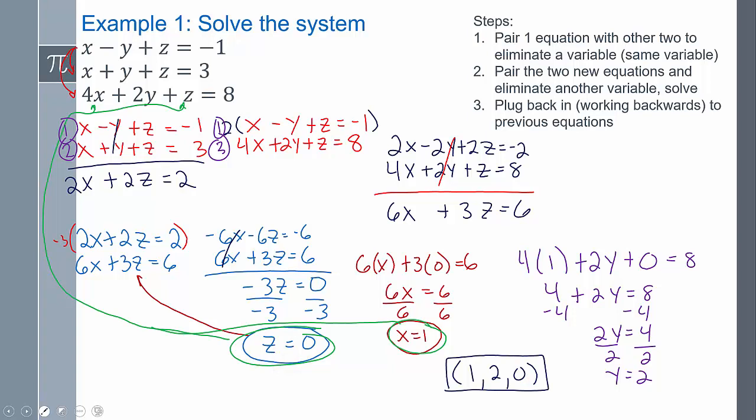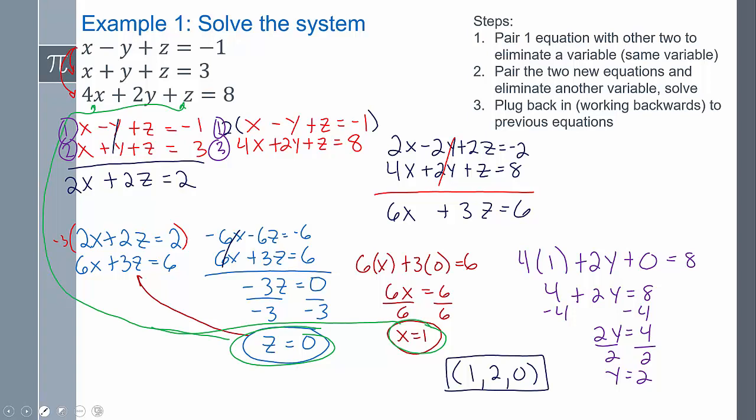So what I did here is I paired one equation with the other two, and I eliminated the same variable in both. It will give you two equations. Then you need to compare those two equations to eliminate another variable. So I compared those two equations together, and I eliminated x. And that's how I was able to get z by itself, because after you eliminate, you only get one variable left.